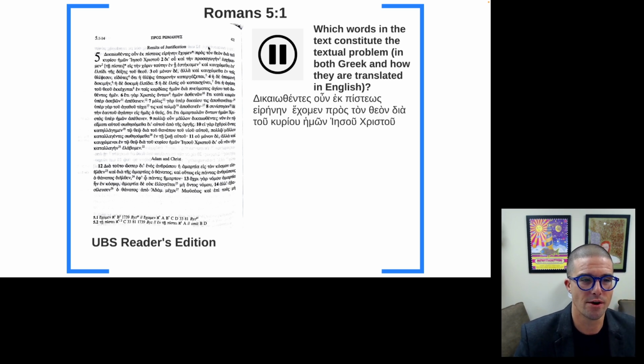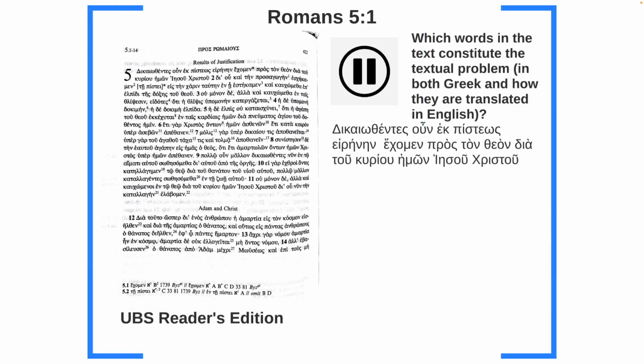So I am going to go ahead and give you a little bit more space here as far as screen goes, and I'm going to go away and let you look at this on the screen here, or preferably from your own Reader's Edition. Identify the words that constitute the problem, so it's either going to be a word or a phrase, and then just as importantly, how each one is going to be translated in English. So what the difference is between the 2 words or phrases.